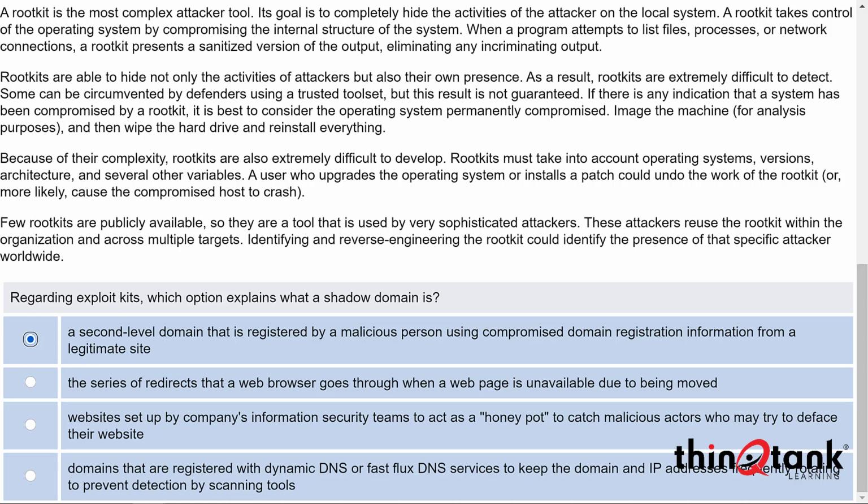The series of redirects that a web browser goes through when a web page is unavailable, that's the HTTP 302 process that we talked about. Websites set up by companies' information security teams to act as honeypots doesn't even fall within the scope of the description. Domains that are registered with dynamic DNS or fast flux DNS services to keep the domain and IP addresses frequently rotating? No, we could potentially be creating secondary domains, but we're not rotating the domains. The goal is to simply point to the primary domain. So in this case, the answer would be A.